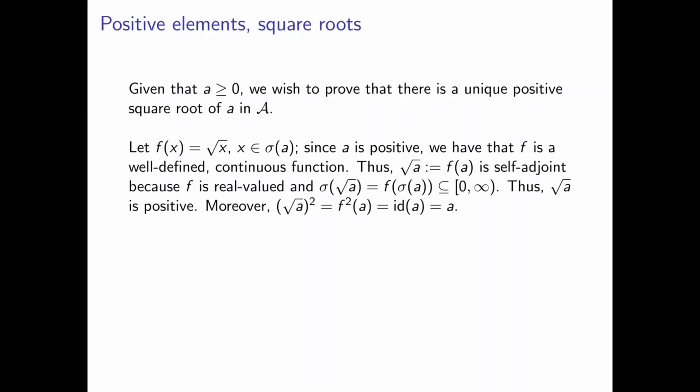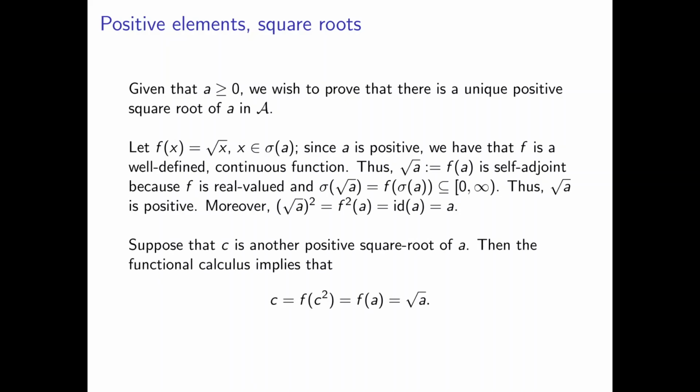And moreover, we use the continuous functional calculus again to prove that the square root of a squared is equal to f of a followed by squaring, which is just the identity function on a, which is just a. So we seemingly abuse functional calculus in a very haphazard fashion, but everything works simply because of the functional calculus.